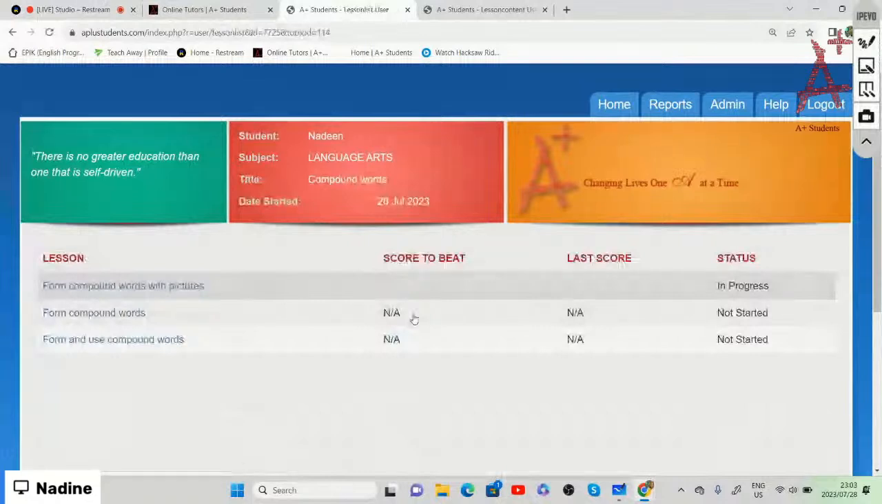All right, so once we are in the chapter of compound words, the lessons that we are going to be focusing on tonight are to form compound words with pictures, to form compound words, and to form and use compound words. We're also going to find out what a compound word is, and how we can match it with pictures or with words, and then forming as well as using compound words. So we're going to the first lesson, which is form compound words with pictures.